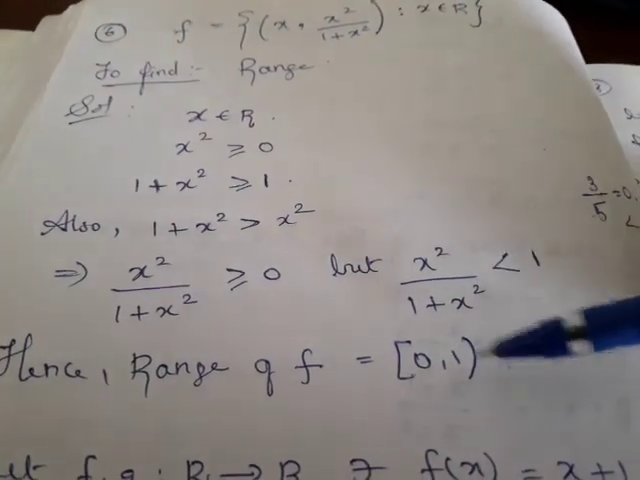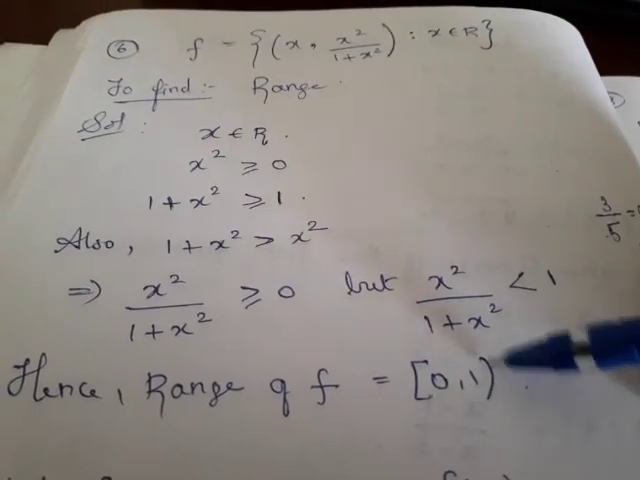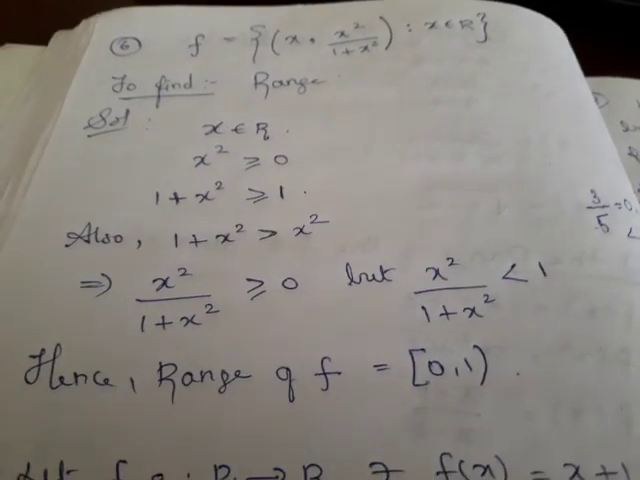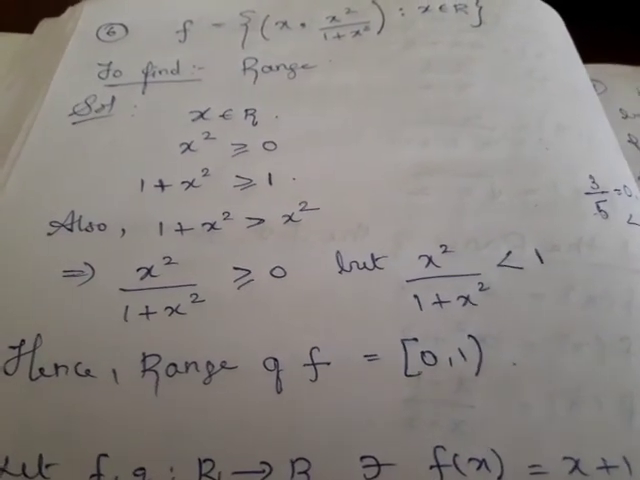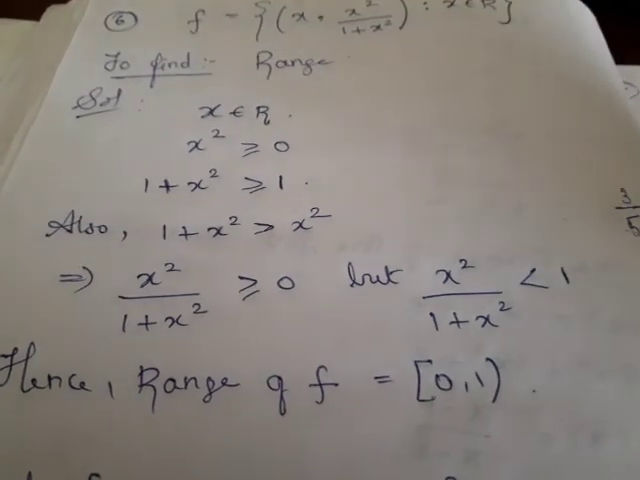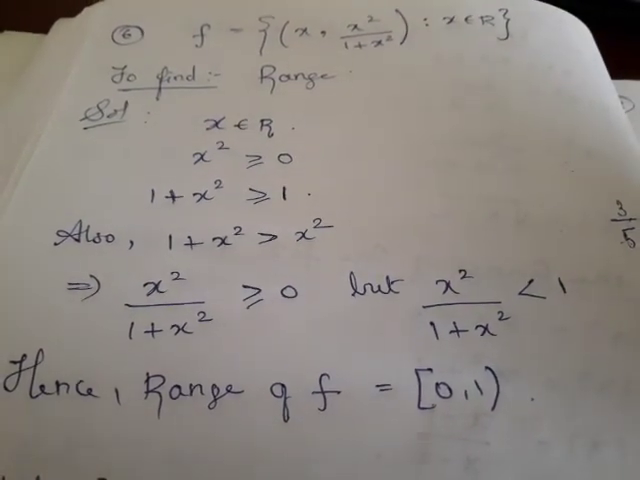So how will your range be? Closed at 0, open at 1. So [0, 1) is your range. This is how you have to analyze the problem step by step, and then give your conclusion, right? Hope you understood. Let us move on to the next question.